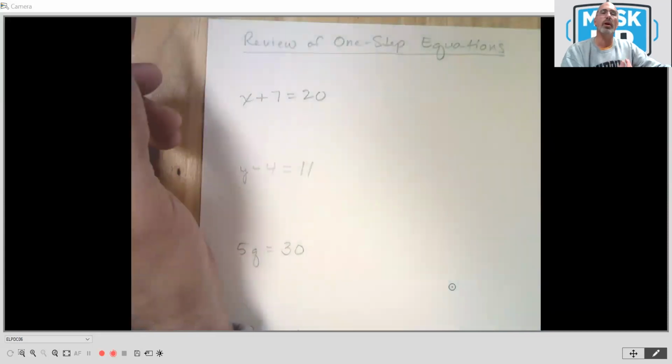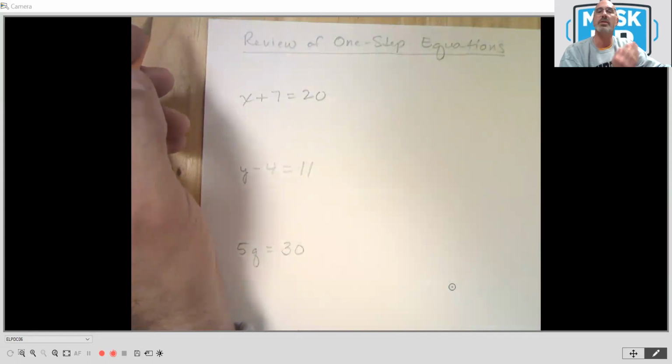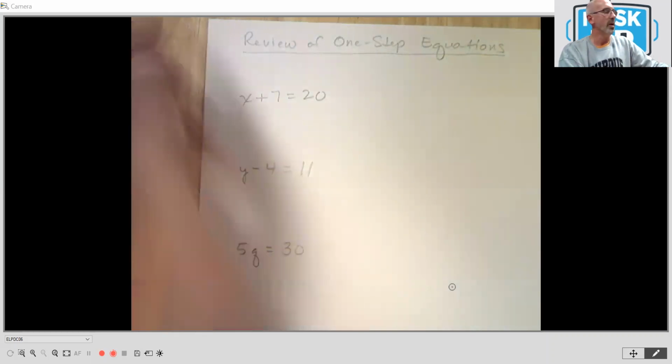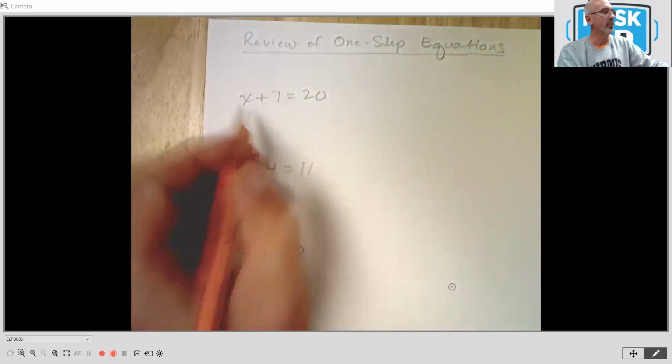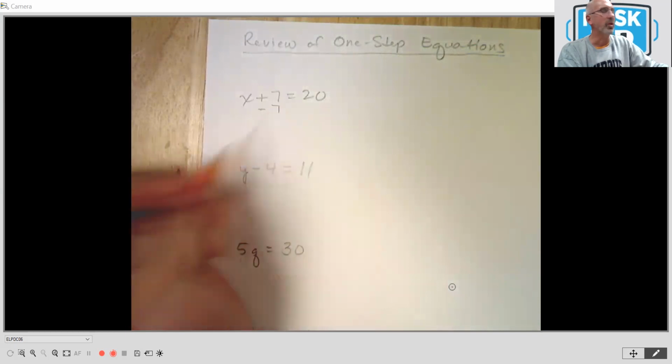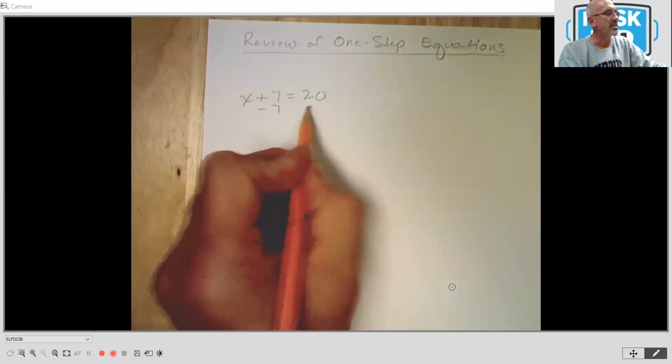Just remember, when we are solving for a variable, we are always going to do the opposite operation than what is with the variable in order to get the variable by itself. That is the ultimate goal. So in an addition problem where we have something added to a variable, we're going to do the exact opposite. We are going to subtract that same amount.